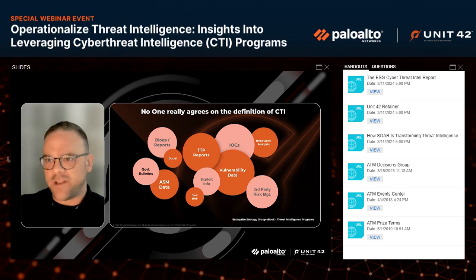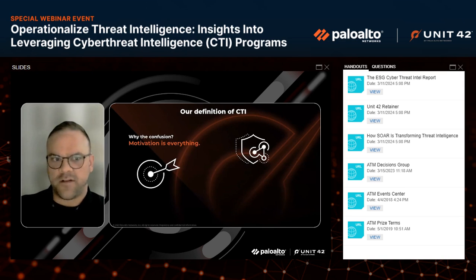So if we examine this a little bit closer and look at the actual confusion around this, we can examine that in greater detail. If we go to the next slide, we'll talk about where that confusion lies and why there is that confusion. That confusion is largely due to the fact that each organization defines CTI differently based on their motivation. Organizations often define CTI through their own perspective and their own objectives, and their motivation is to build detection rules.